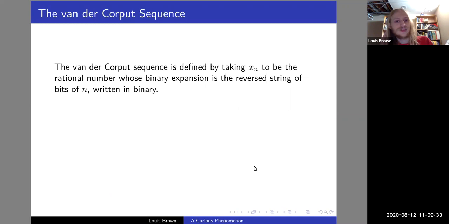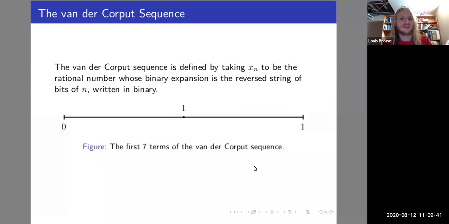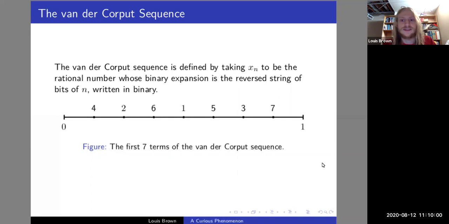On the other hand, the van der Corput sequence, which is defined by taking xn to be the rational number whose binary expansion is the reverse string of bits of n written in binary. So if we look at the first 7 terms of this, we start in the middle, then we fill in 1/4, 3/4, 1/8, 5/8, 3/8, and 7/8. So we can see it's very well distributed across the unit interval, very evenly spaced, and we'll look more at that later.